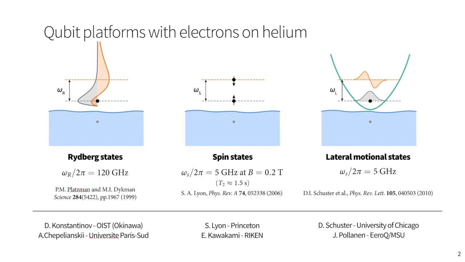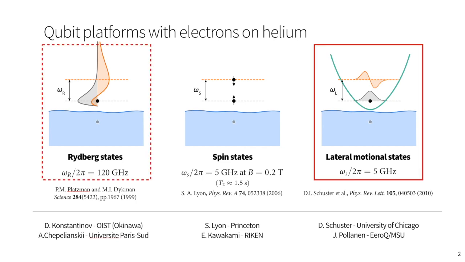The first realization, proposed by Plassman and Dykman, uses Rydberg states, where qubit operation frequencies are in the 100 GHz range. The second realization is to use a spin state. It was predicted that the spin states will have very long coherence times, reaching several seconds. Electron motion along the surface of liquid helium can be further localized by DC trap potentials, where we can have lateral motional states with frequencies in the 5-10 GHz range.